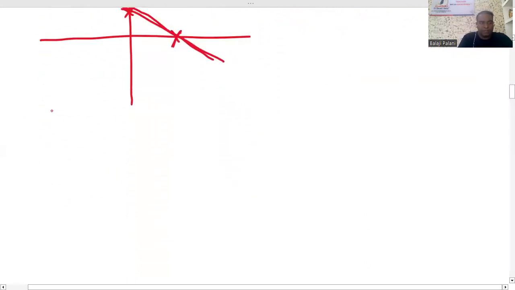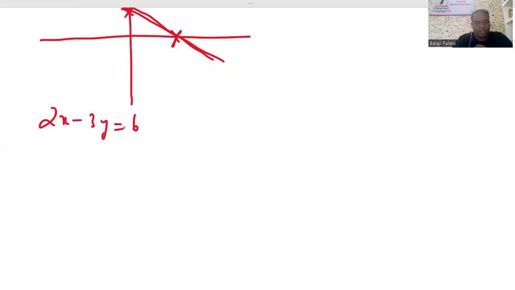Now, what are the questions you can expect from this? 2x minus 3y is equal to 6. One equation they will give you. They'll ask you for the pair such that these two equations are parallel to one another. So you will write the second equation, matching the first one, such that these two lines are parallel.